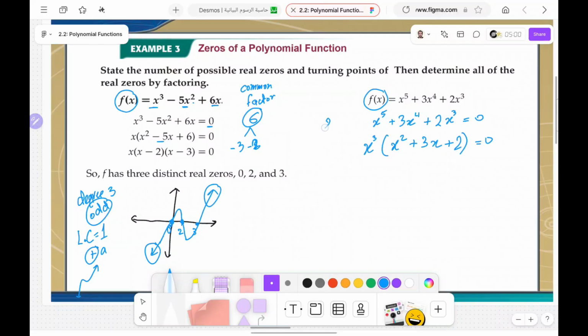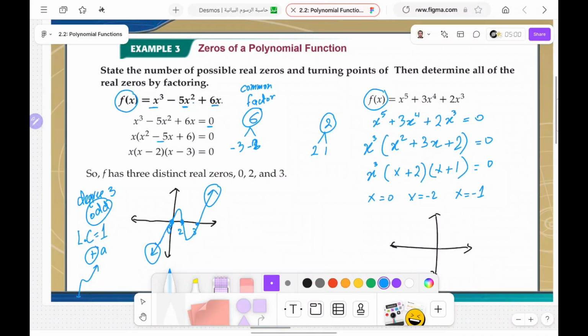Now, what are the factors of 2 that multiply to give 2? I have 2 and 1, and if I add them I get 3. So the factors are x plus 2 and x plus 1. So the first zero is x equals 0, the second is x equals negative 2, then x equals negative 1. Now if I need to sketch this graph, first put the zeros. So I have x equals 0, negative 1 here, and negative 2 here.